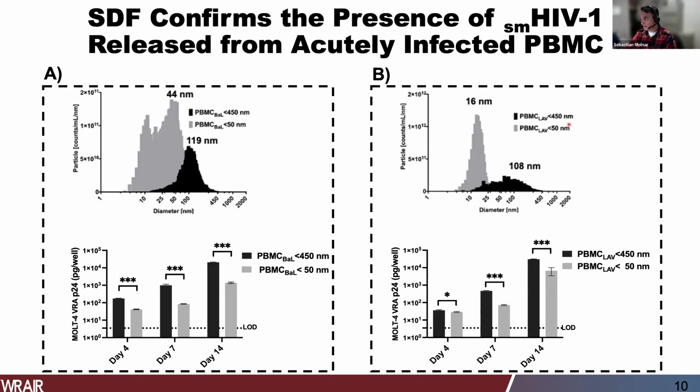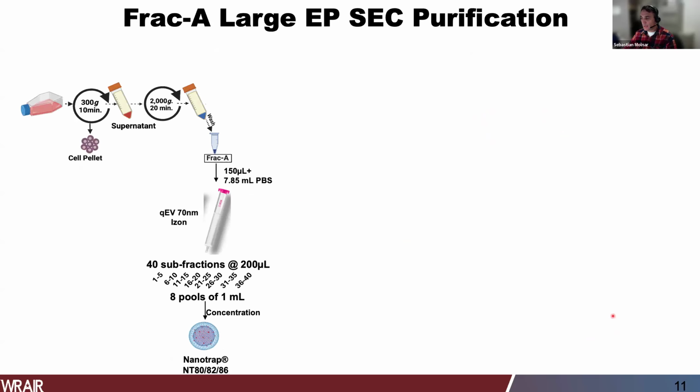And we also infected the cells with the LAV virus, where we had similar results. Here, the peak for the virus that went through the 50 nanometer filter was around 16 nanometers, but the infectivity profiles were virtually similar. And now let's switch gears. Let's go back to the large fraction.